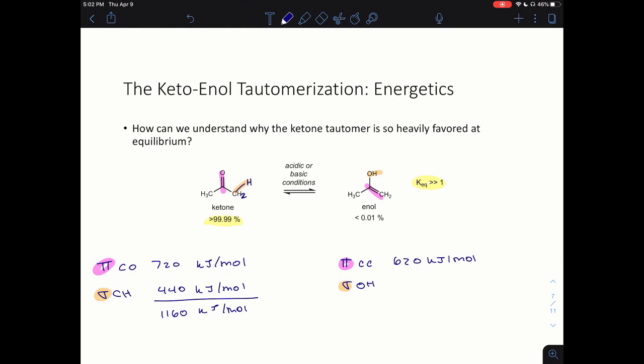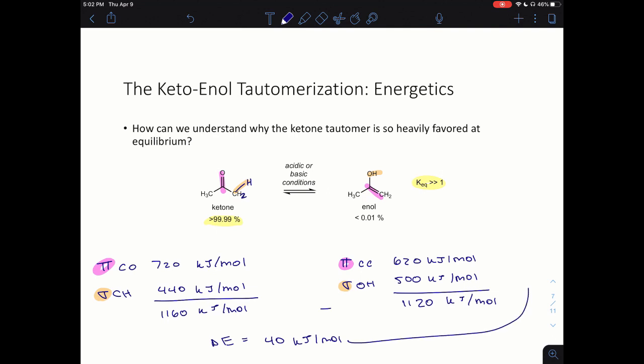And then for the OH sigma bond, we have 500 kilojoules per mole. So this is slightly stronger than a sigma CH. And then we can see we have a total of 1,120 kilojoules per mole bond strength for those bonds that are different in the enol versus the ketone. So now when we take the difference here, the difference in energy between these two tautomers is 40 kilojoules per mole. And this is a pretty huge difference in energy.